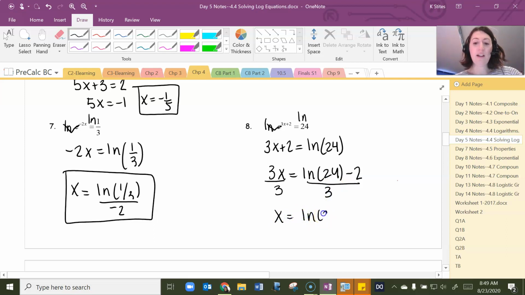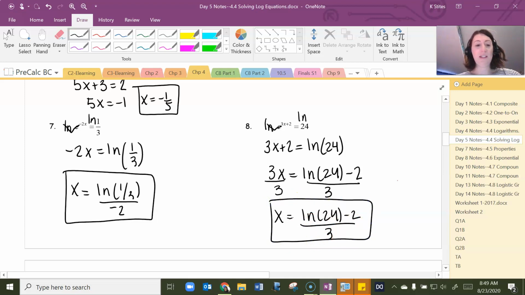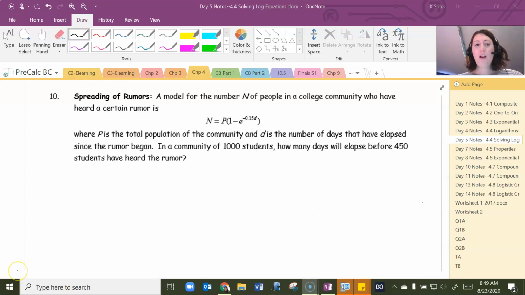So natural log of 24 minus 2, all over 3, would be your beautiful answer there. All right, so now let's look at some of these types of problems in context. So, spreading of rumors.